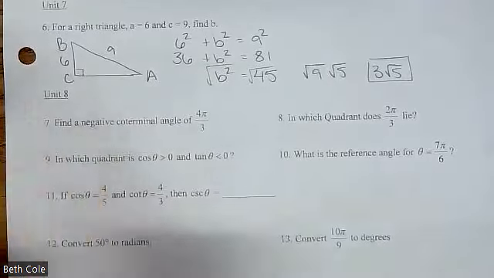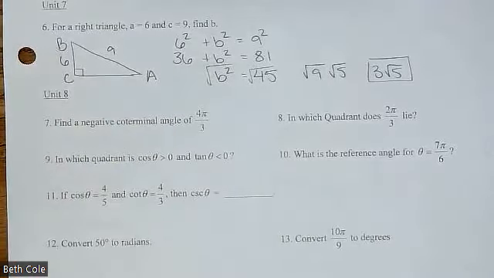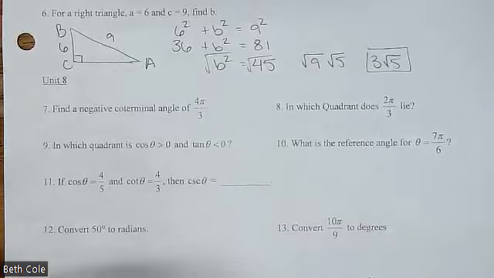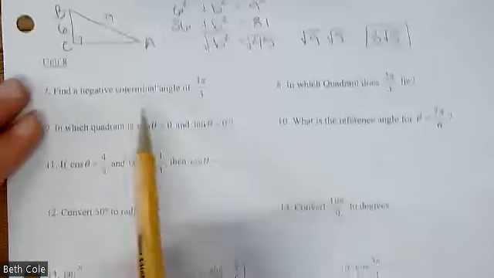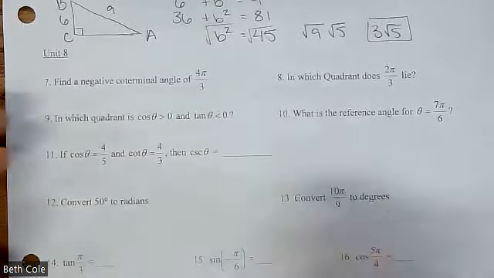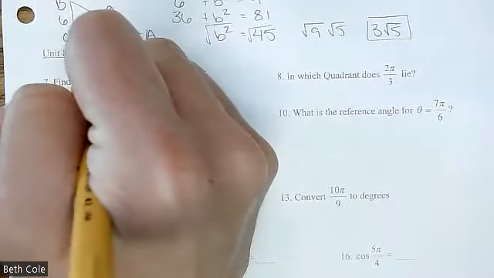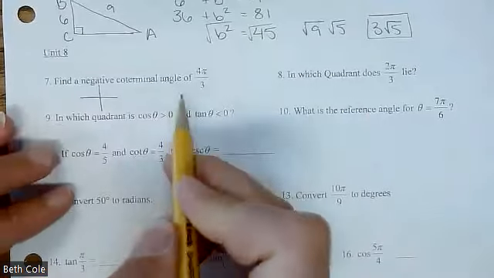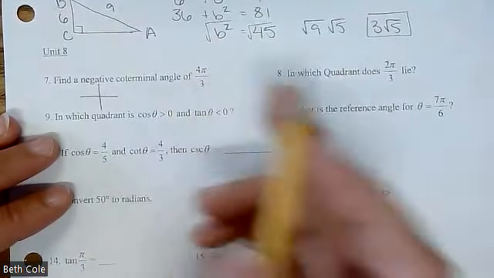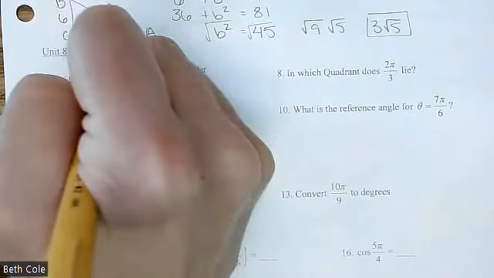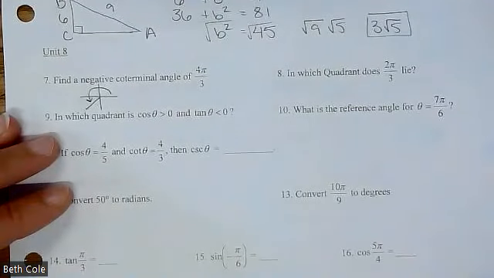All right, so unit 8, this is where we started getting into radians, okay? Positive and negative coterminal angles, what quadrant are things in, reference angles, all of that good stuff. All right, so a negative coterminal angle for 4π/3, I would draw it. What quadrant is 4π/3 in? Third, good. So it would look something like this.